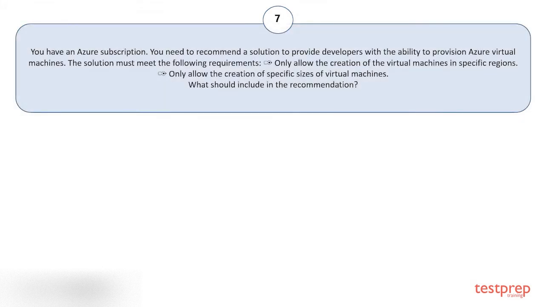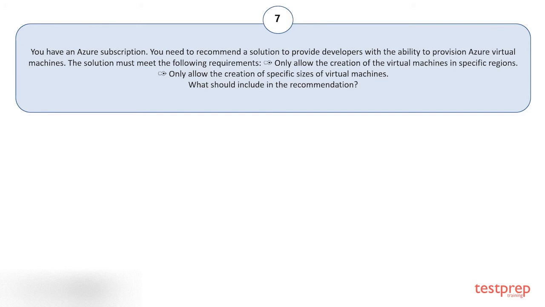You have an Azure subscription. You need to recommend a solution to provide developers with the ability to provision Azure virtual machines. The solution must meet the following requirements. 1. Only allow the creation of the virtual machines in specific regions. 2. Only allow the creation of specific sizes of virtual machines. What should you include in the recommendation?